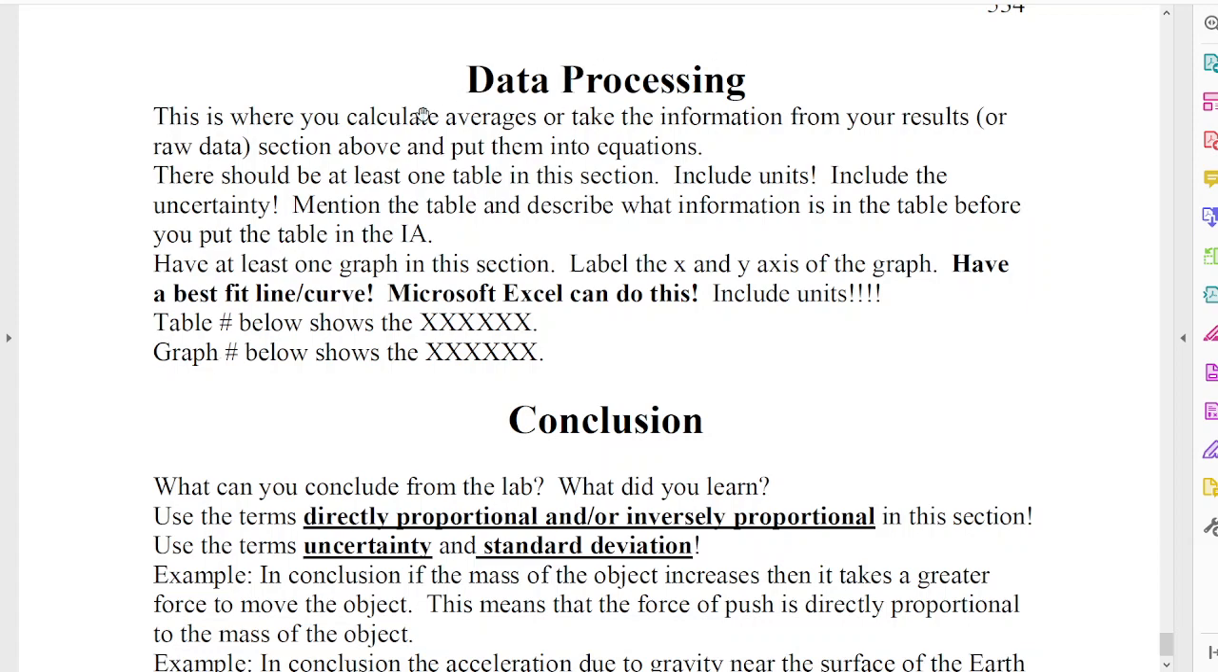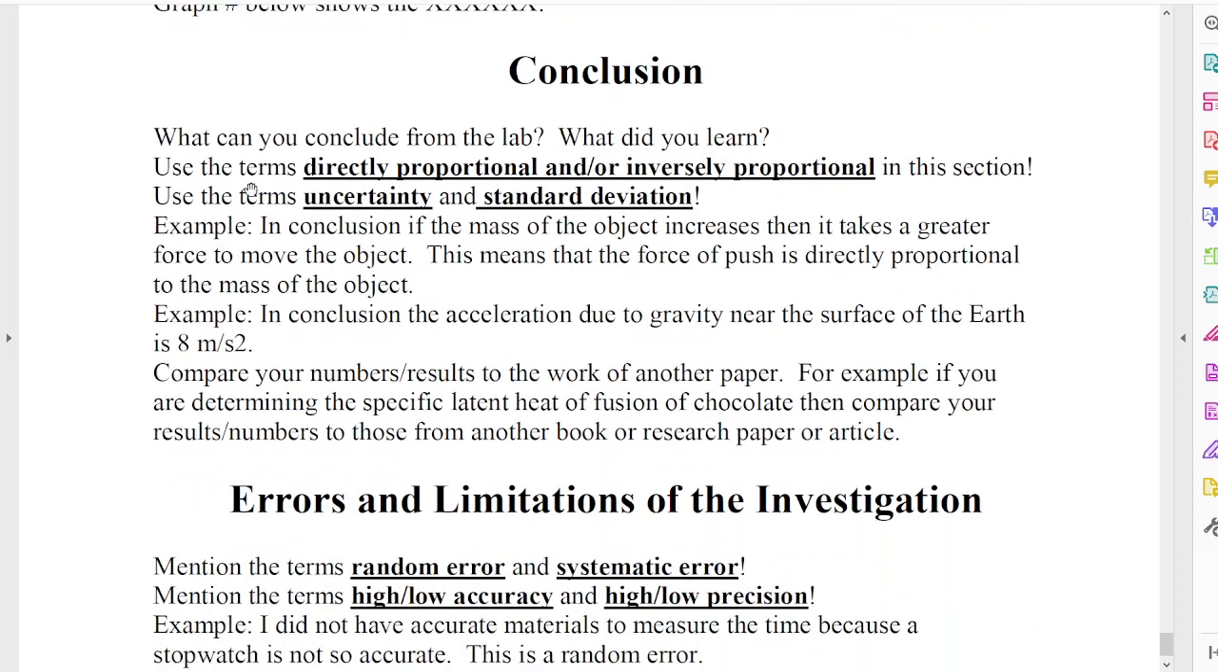After the data processing section, have the conclusion section. What can you conclude from this lab? What did you learn? So use the terms directly proportional and or inversely proportional in this section. That's super important because you learn those terms in chapter 1, and that's what the reader's looking for. Use the terms uncertainty and standard deviation in this section. So, example, in conclusion, if the mass of the object increases, then it takes a greater force to move the object. This means that the force of push is directly proportional to the mass of the object. I just use the term directly proportional.